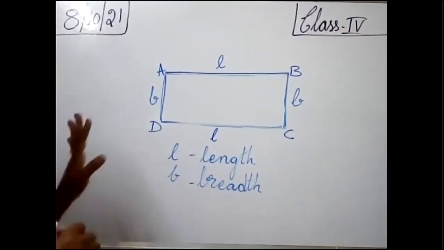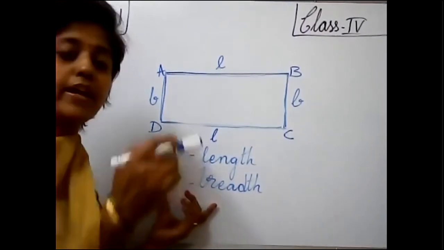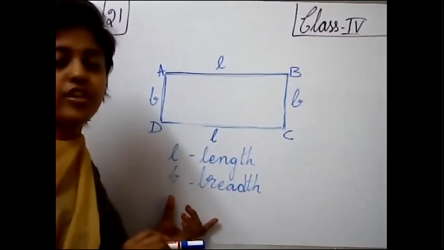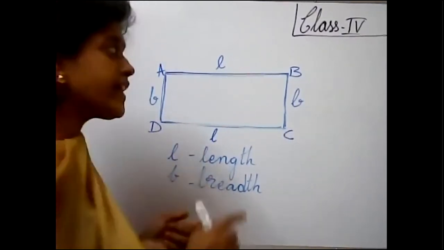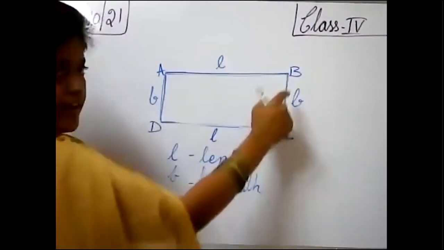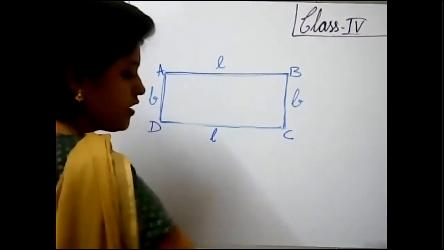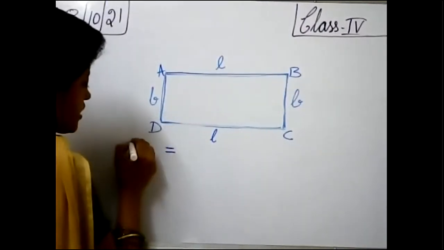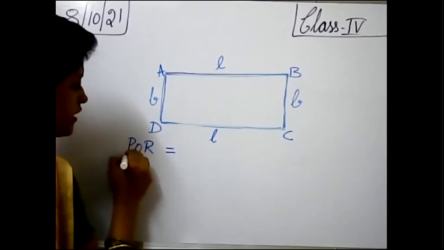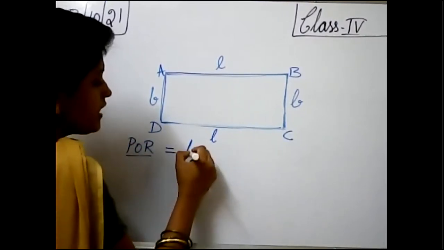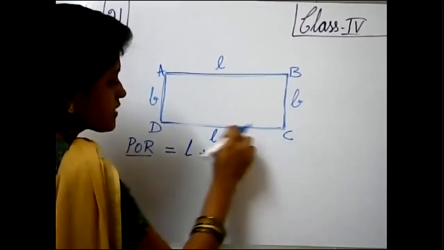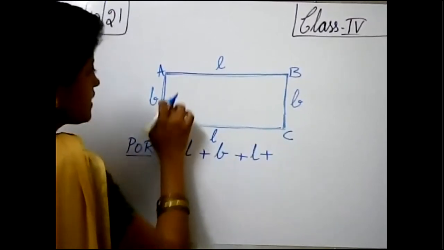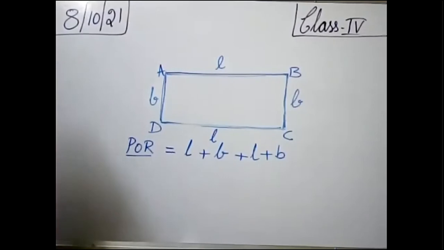Yes, ma'am. Children, now we are going to find out the perimeter of a rectangle. So what is the formula for perimeter of a rectangle? Sum of all the sides. So let me add all the sides. Children, I am writing the short form: perimeter of rectangle is L plus B plus L plus B. Yes or no?